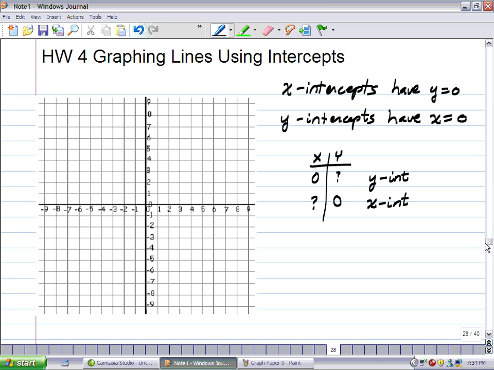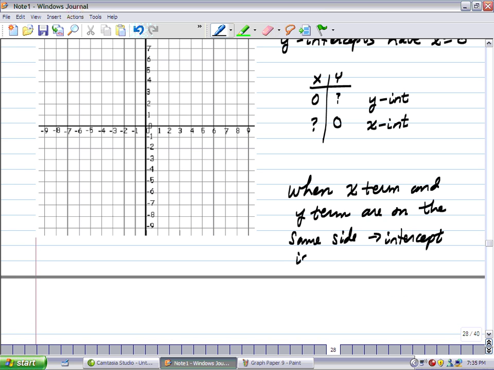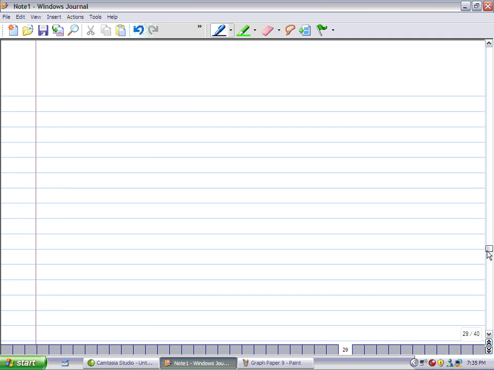The time to use this method is when x and y terms are on the same side. When the x term and y term are on the same side, the intercept method is the easiest. In the next section, we'll see when y is on a side by itself, the method that we'll use will be different.